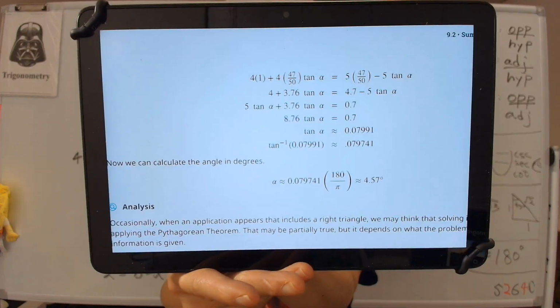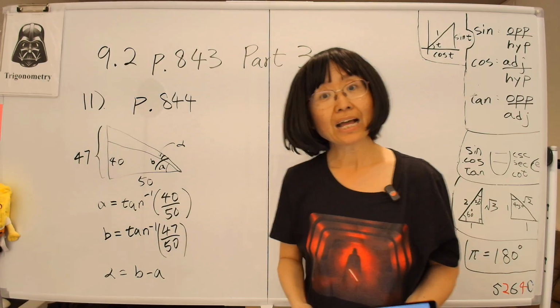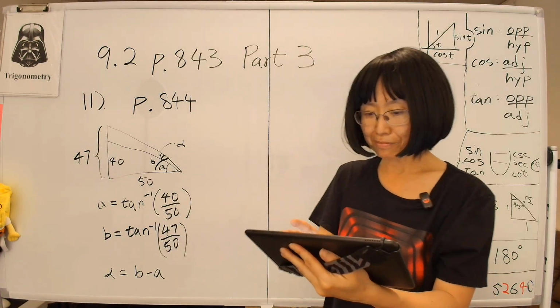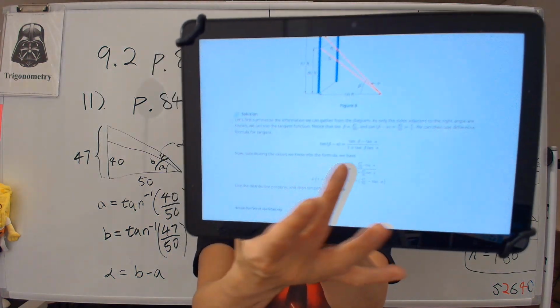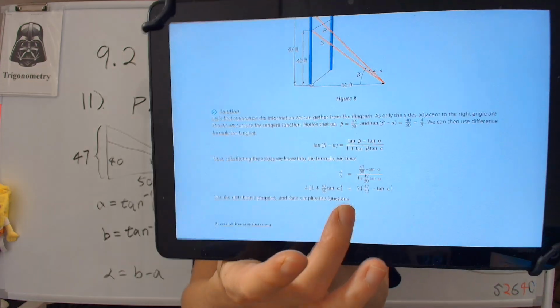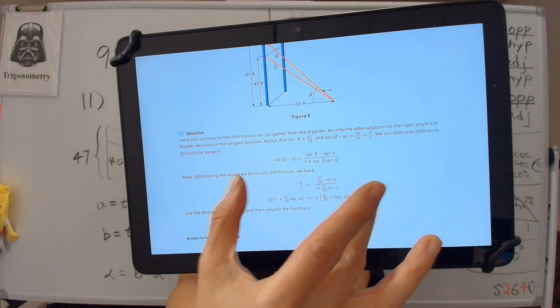Now the book also used the sum or difference formula. Let's not do that. I mean, why do we want to do all that work? Look how much work the book did. Let's not do work that we don't have to do, because that doesn't make any sense. That's not what math is about, okay?